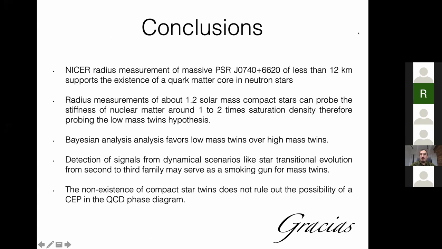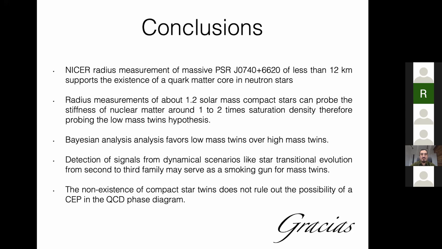Well, then I would like to come to some conclusions. As you have heard, there's a possibility of measuring the most massive pulsar that is reported in the paper by Cromarty and collaborators. This measurement should come anytime soon. If the measurement of the radius is less than 12 kilometers, then that will be a strong indication that there's a quark matter core in neutron stars.